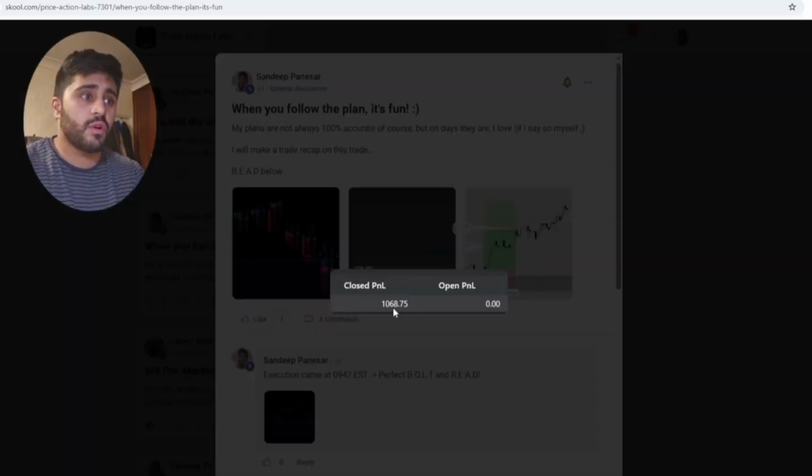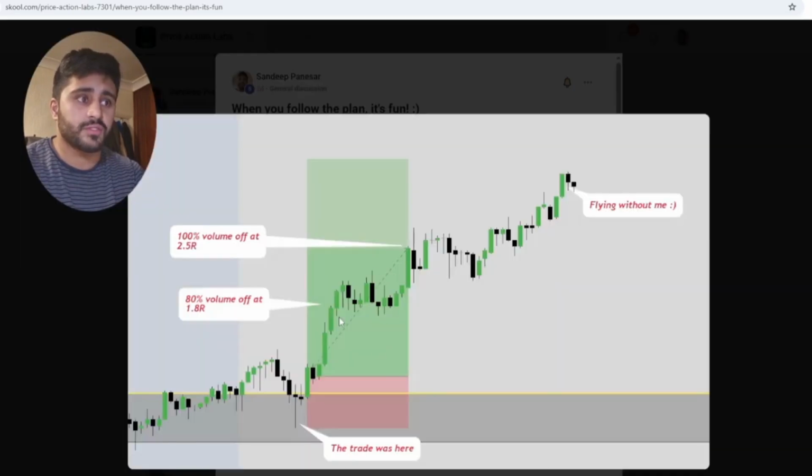This was the profit, 1068.7, and this was the actual trade itself. So I took off 1.8R, and then I closed the entire trade at 2.5R. So roughly about a 2R risk to reward, 1.8 to about 2R risk to reward, right? Roughly this sort of area. Then I watched price fly without me, which is just, I'm sure you've had that as well, right?